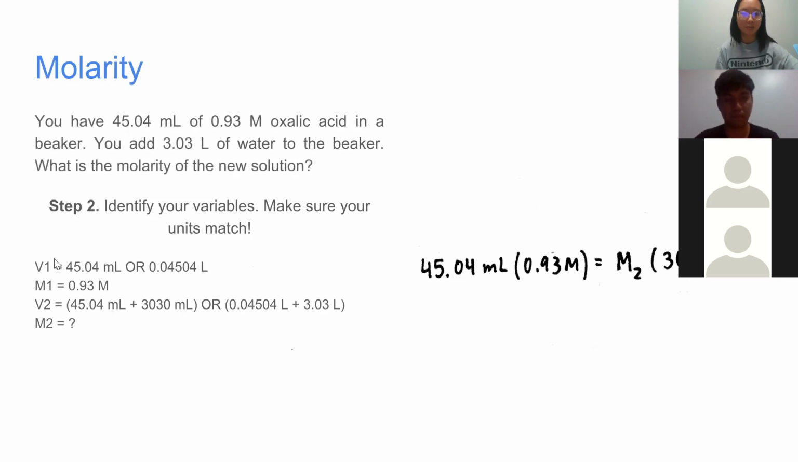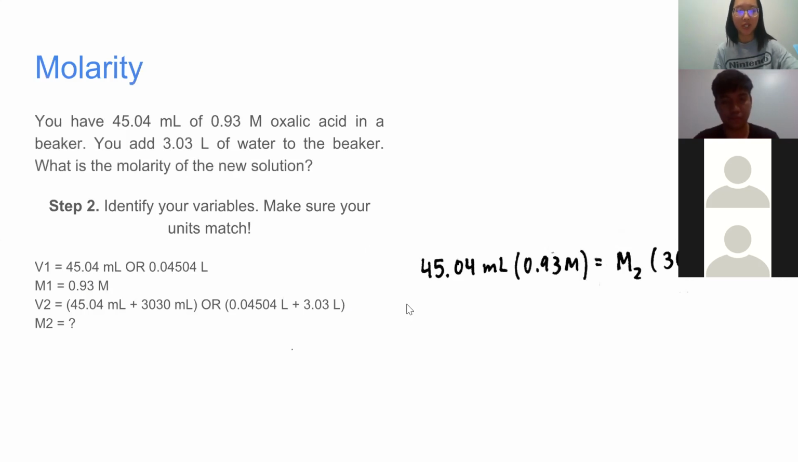So in this case, my V1 is going to be what I was originally given, which was 45.04 ml of 0.93 molar oxalic acid. The only tricky part for this problem is that you cannot use the formula if your units do not match up. So in this case, my V1 can be either 45.04 ml, or I can convert it to liters to match the liters of water that I added to the beaker.